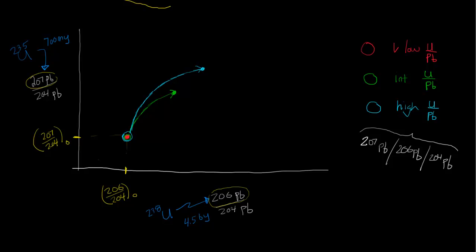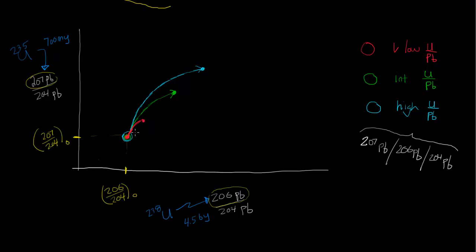And finally, our red meteorite here has the smallest amount of uranium, so it's going to move very little from its original position. In fact, if it didn't have any uranium, it wouldn't move at all, right? Because if it didn't have any uranium, then the concentration of lead-206 and lead-204 wouldn't change because there's no uranium to decay into those isotopes. But let's say it's got a little bit of uranium, so it's going to move a little distance here like this.